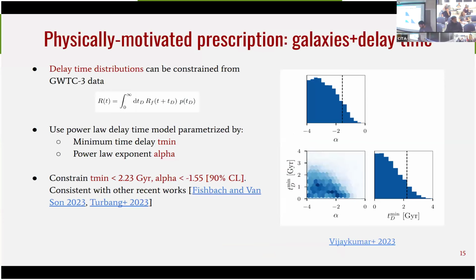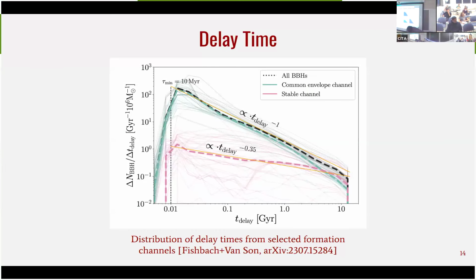What is tau min? Right, I should have explained that. You can think of it as a hyperparameter of the distribution. What it physically signifies is the minimum time it takes for a binary to merge. Think of a binary that is born at the closest separation. This would correspond to the time it takes for that closest separation binary to merge by gravitational waves or some other process as well.